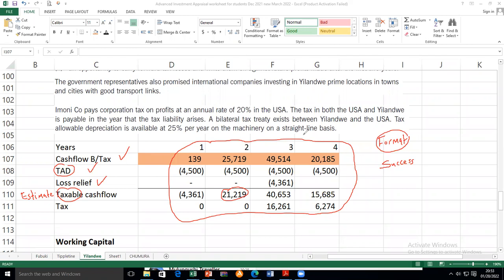Yes, please. Somebody has raised the hand. My question is on the tax allowable depreciation, the timing. If tax was payable a year, not in the same year, but like a year later. The following year, yeah.